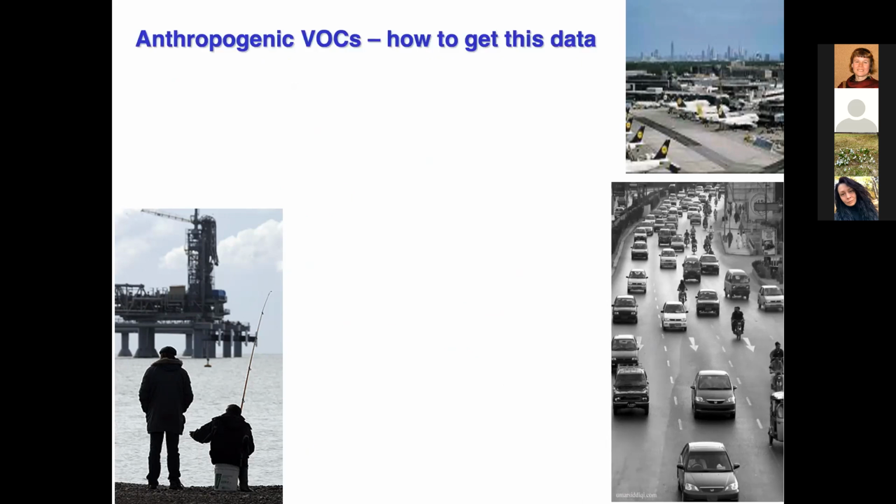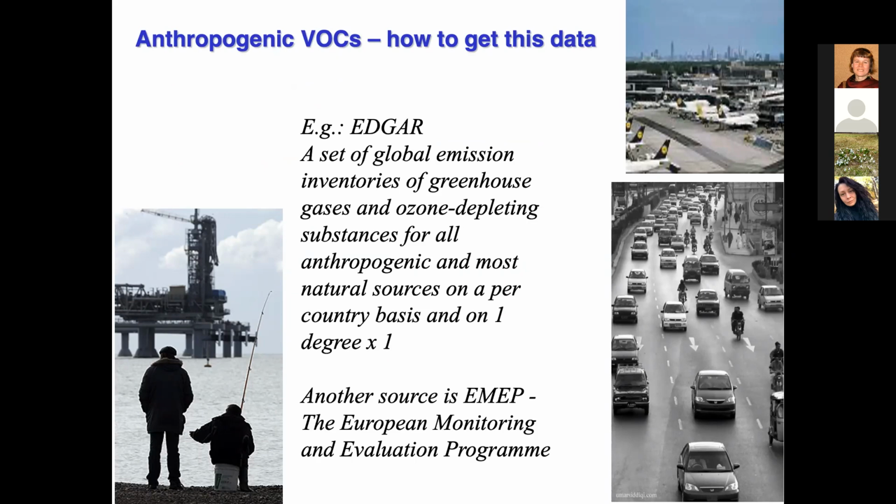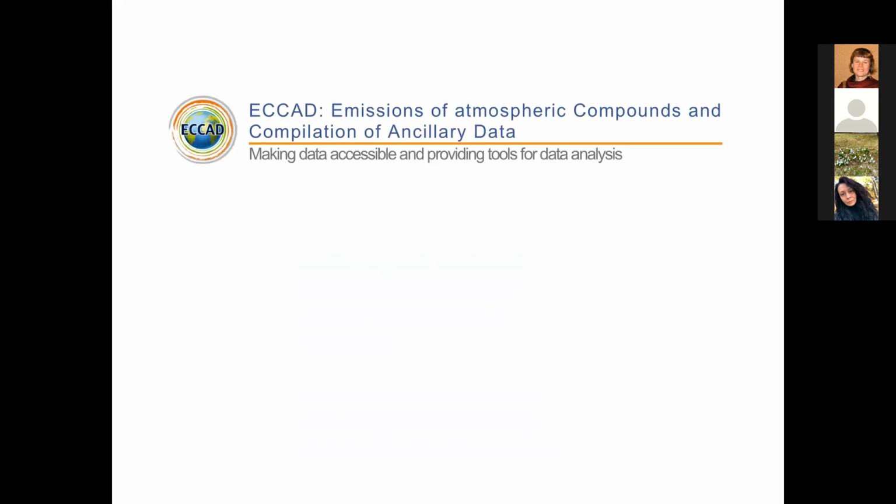How do we get all this VOC data? We can use databases. For example, EDGAR, a set of global emission inventories of greenhouse gases or ozone depleting substances for all anthropogenic and most natural sources on a per country basis and on a 1 degree by 1 degree grid. Another source is EMEP, the European Monitoring and Evaluation Programme. So there are different kinds of sources. In my group, we are using ECCAD, the Emissions of atmospheric Compounds and Compilation of Ancillary Data, which has a combination of different databases. If you use ECCAD, it's also freely available. Of course, you have to register there, but then you can use it for free. You can get quite good data.